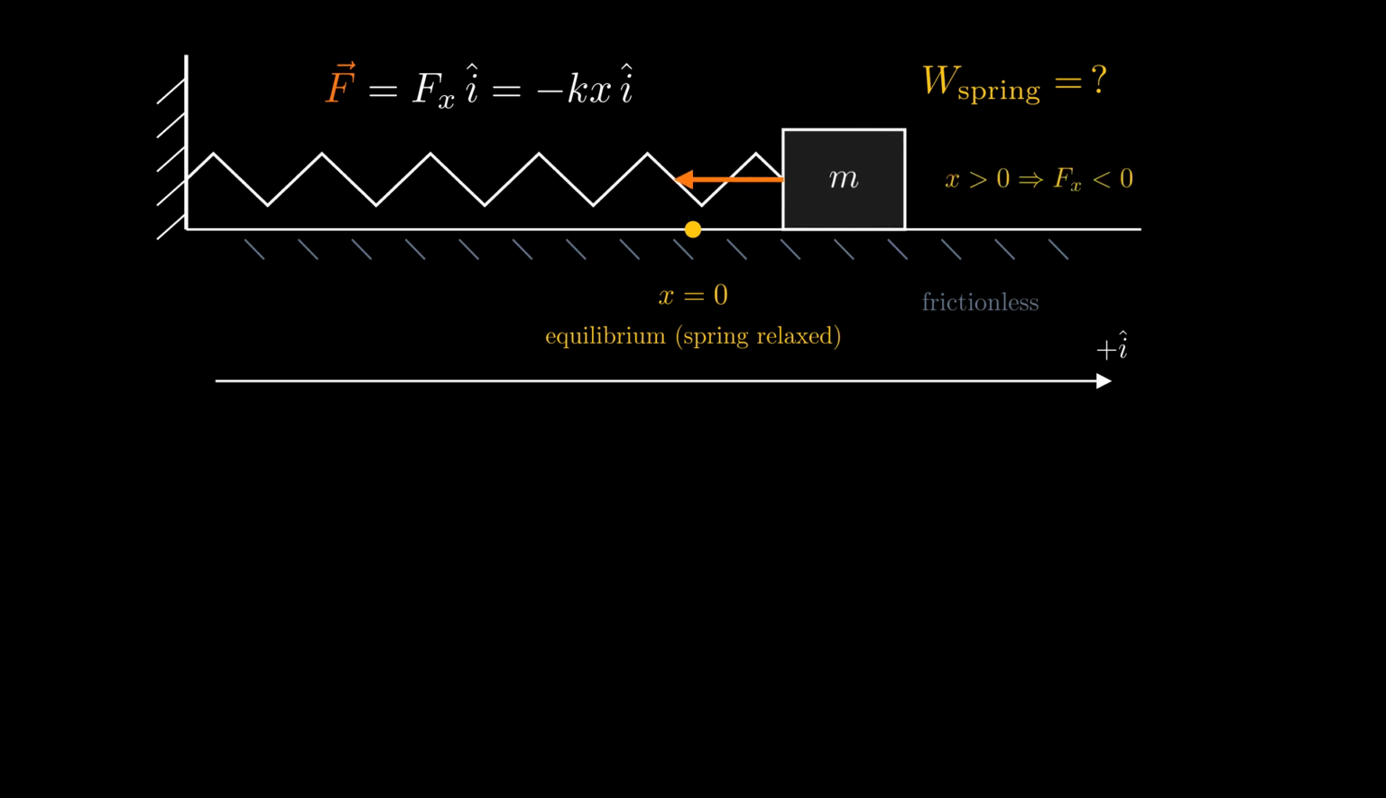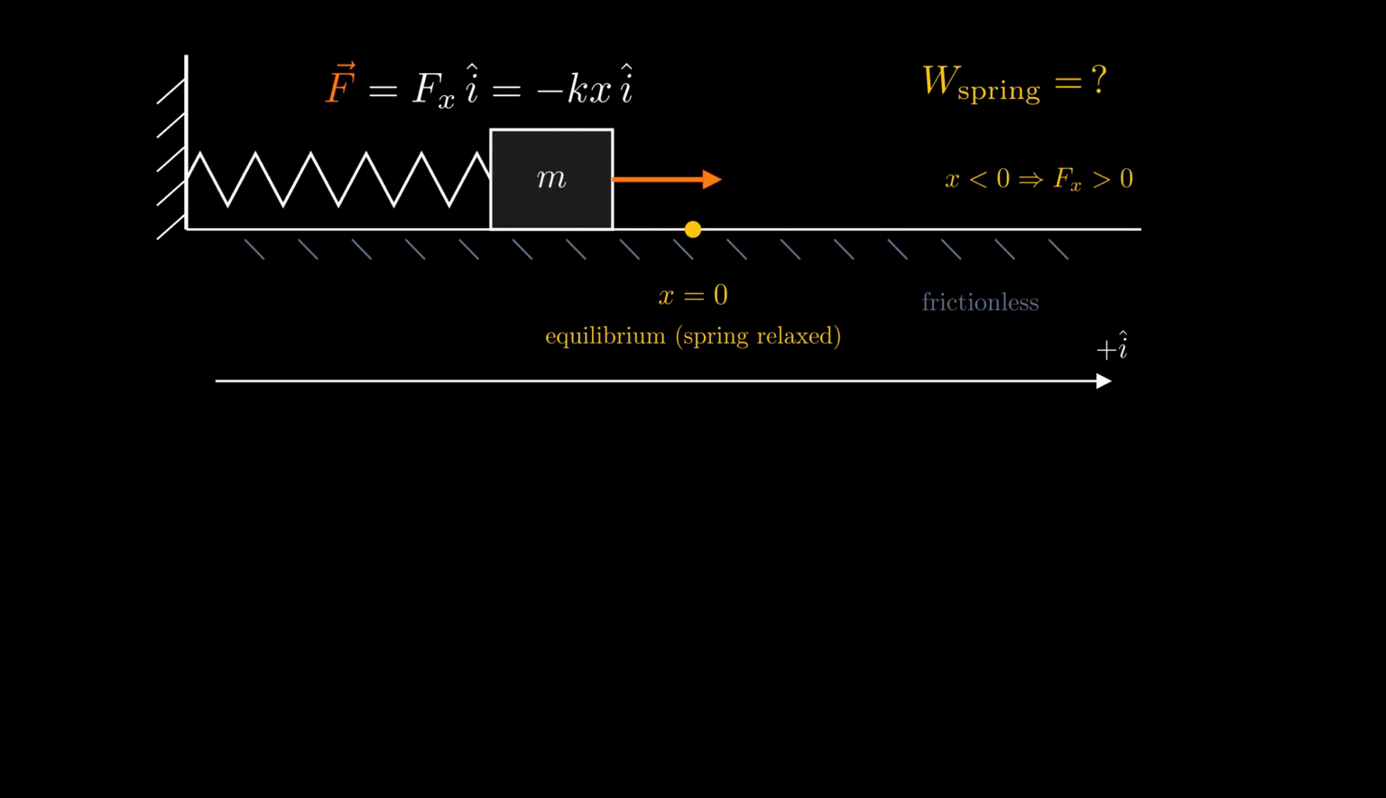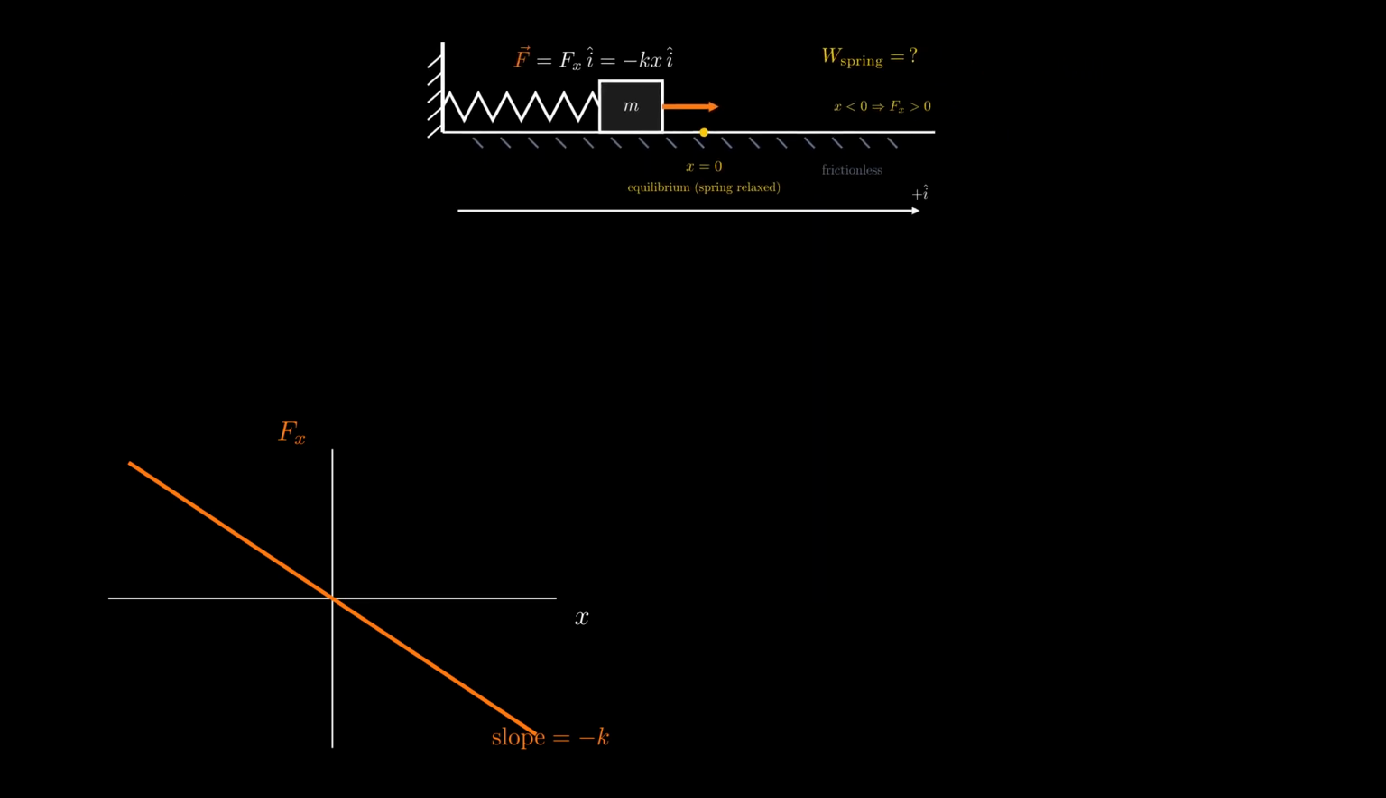Check the signs. Stretch the spring. x is positive, so the force is negative. It pulls the body back toward the wall. Compress the spring. x is negative, so the force is positive. It pushes the body away from the wall. Either way, the force aims at equilibrium, and its strength grows with the displacement. A constant force formula has no chance here. This is precisely the situation the line integral was built for.